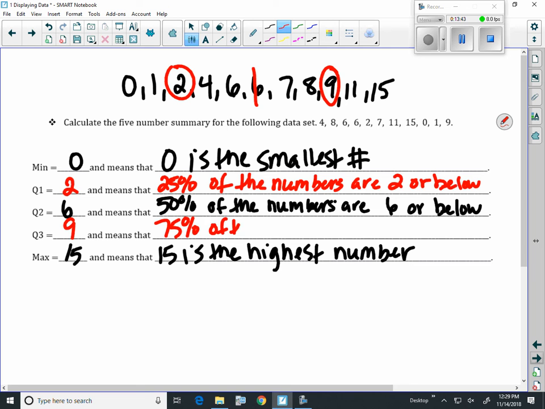75% of the numbers are 9 or below. This is fun.